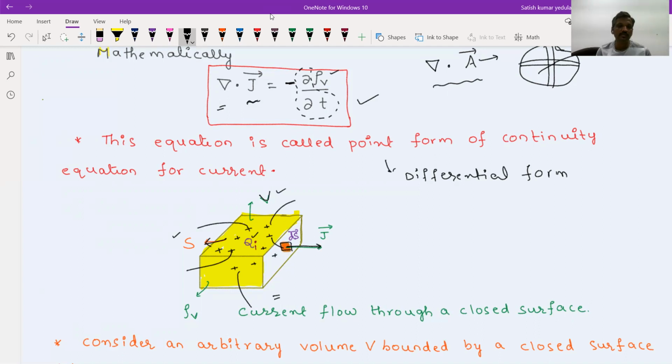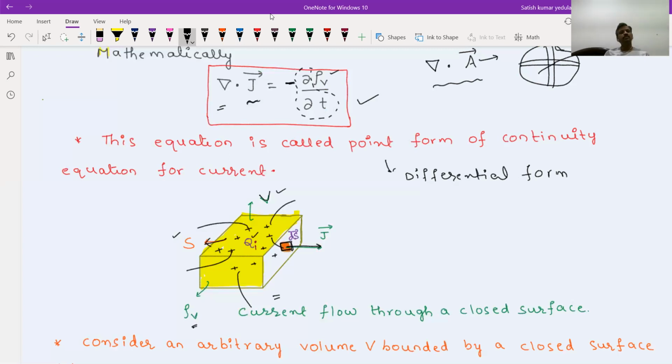Okay, so through this particular differential surface, how much current is coming, and then if we extend it for the entire surface by using surface integration, we will get the total current which is coming out of that entire surface. Okay, that's what we are going to consider here.